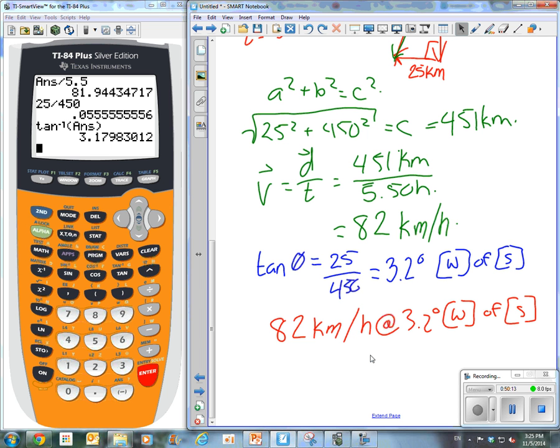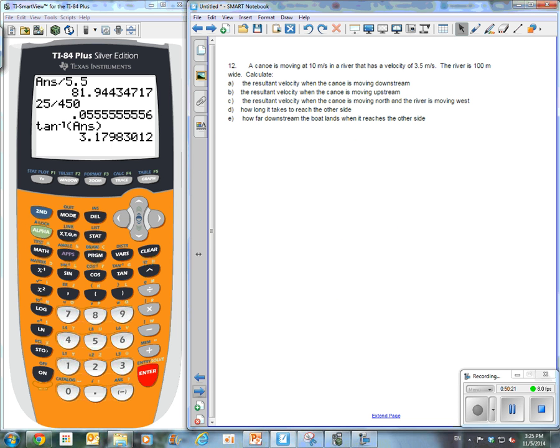Beautiful. All right, now we are going to do question number 12. A canoe moving at 10 meters per second in a river has a velocity of 3.5 meters per second. The river is 100 meters wide. Calculate the resultant velocity when the canoe is moving downstream, the resultant velocity when the canoe is moving upstream, and then when they're moving across each other. So let's see here. A.